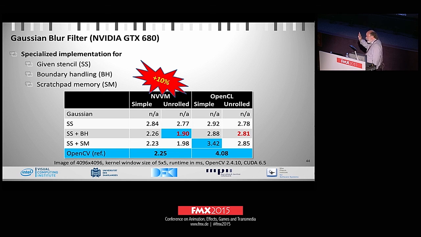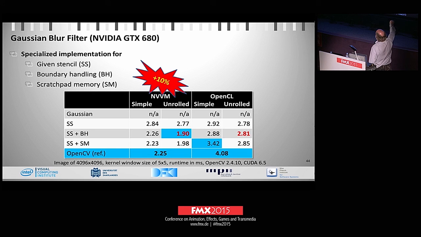I left out a lot of details here because of time. But the really nice thing is you can now try, with very, very little code, different optimization strategies. So what you see here is, first of all, a matrix with the performance numbers, and we have different optimizations.